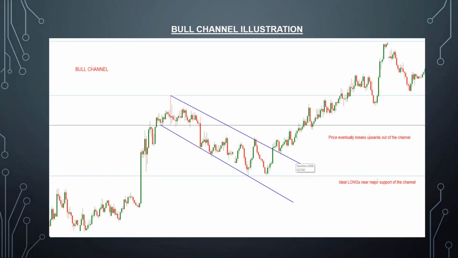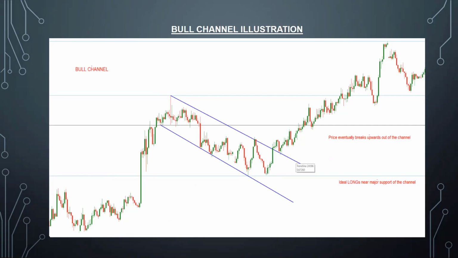At times we are going to look at head and shoulders, but those are not that convincing with my strategy because there are too many fake outs in head and shoulders. But channels, they are very powerful.